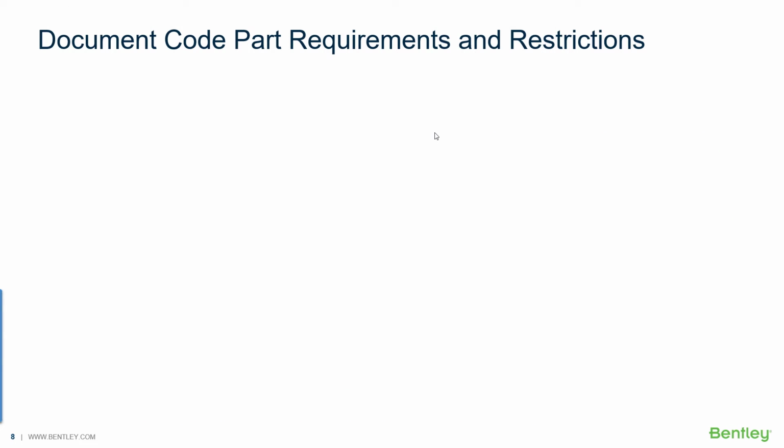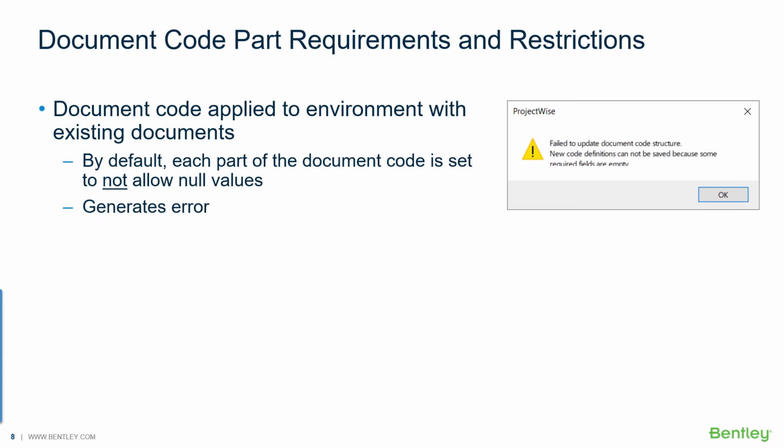Before we continue, let's discuss some document code requirements and restrictions, mainly around applying a new or updating an existing document code for an environment that already contains ProjectWise attributed documents. By default, each part of the document code is set to not allow null values. So after applying a new document code, an error may be presented stating that data is missing.